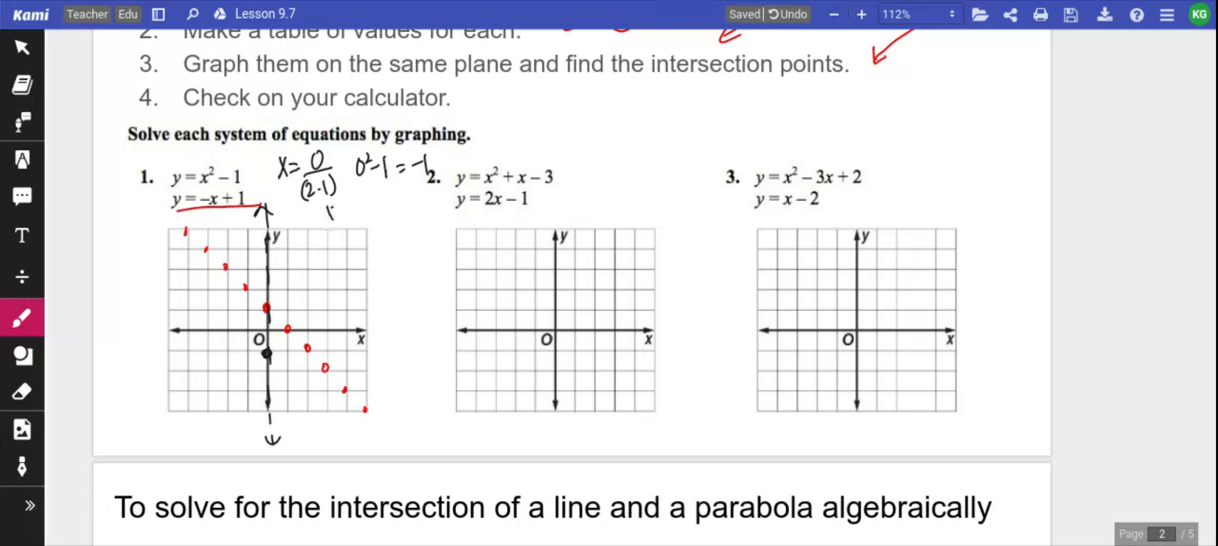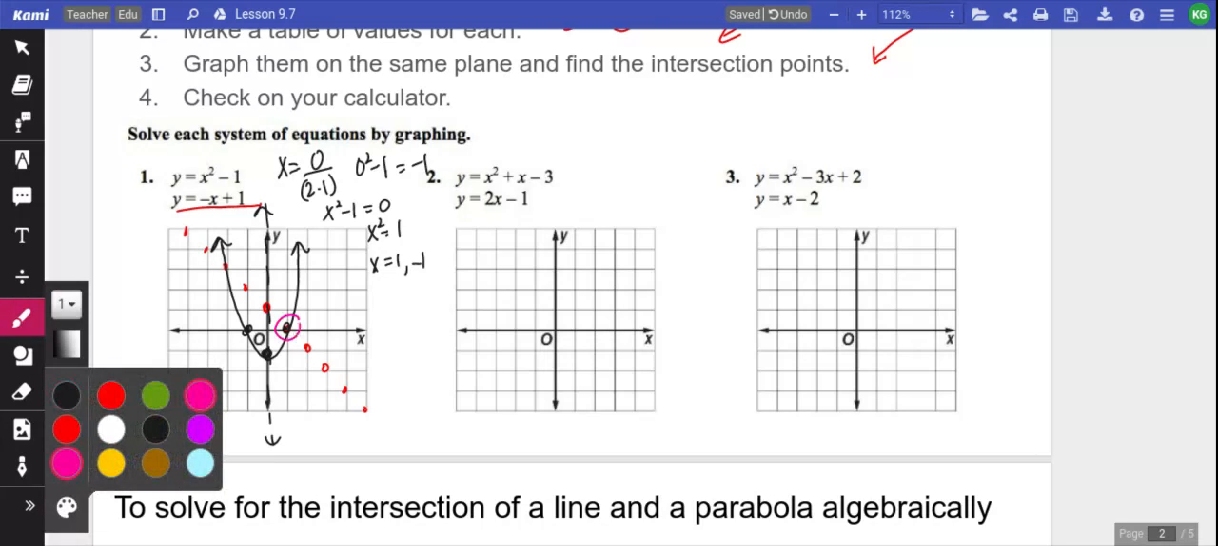Then I'm going to solve it to figure out what my intercepts were. So I'm going to add 1 to both sides and then take the square root. And there is my parabola. So I know for sure that one of my intersection points is right here at 1, 0. And my second one looks to be at negative 2, 3. But I'm going to check that one on my calculator.